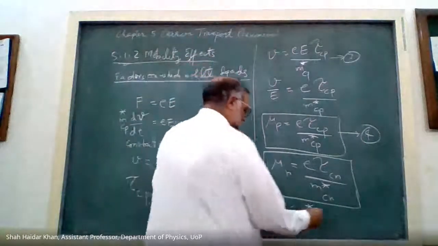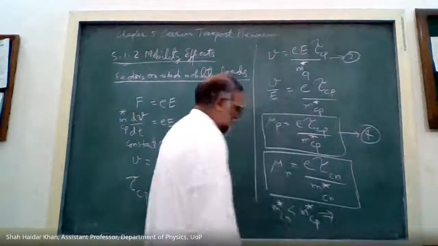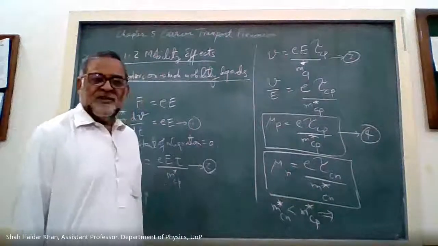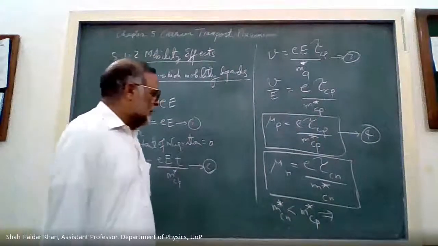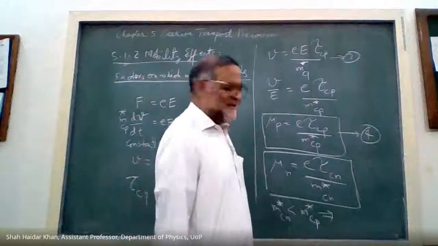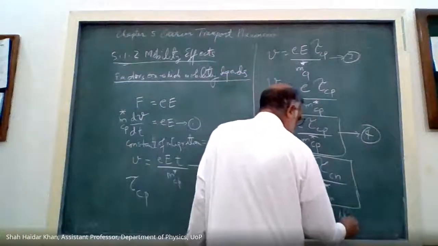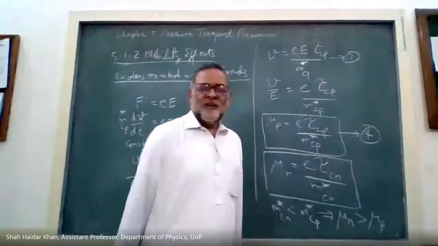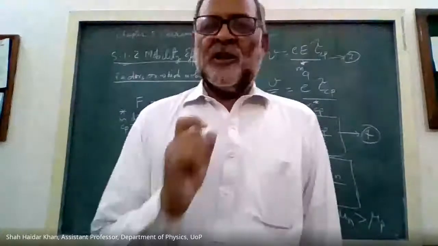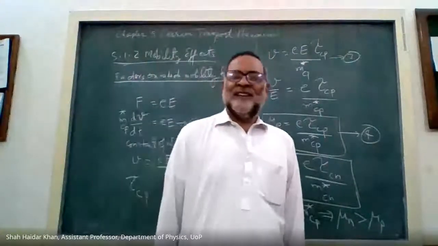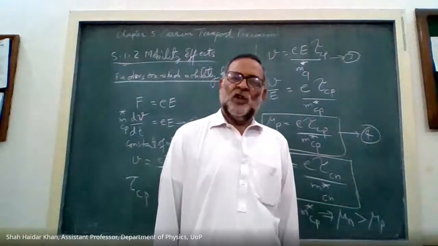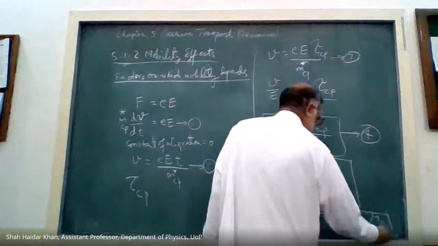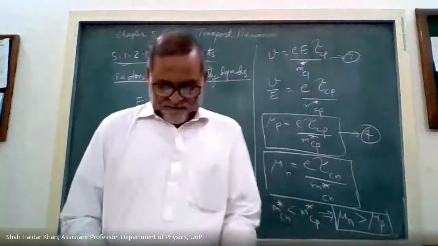So this implies that, what is the consequence of this difference in the effective mass? The electron mobility mu n is greater than the hole mobility. So we should keep in mind that electron mobility is greater than the mobility of holes, right?